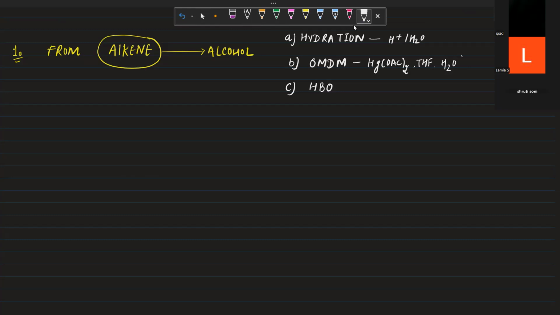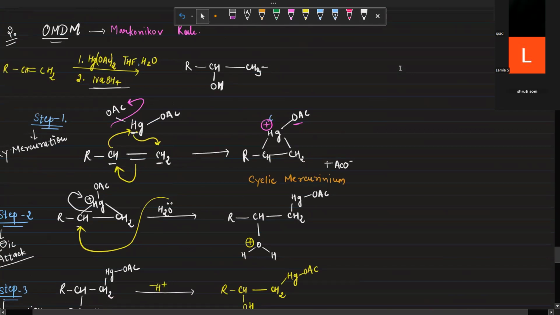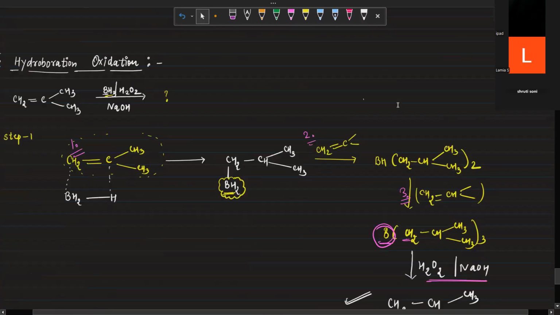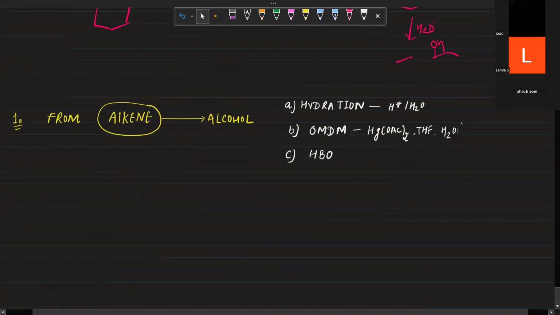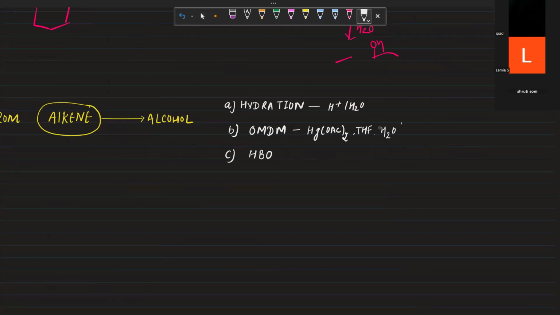Which one are you asking about? B or C? B. Okay. Oxymercuration, demercuration. See here: Hg(OAc)2 twice, THF, H2O, and in the last, NaBH4. Sodium borohydride. Yeah, sodium borohydride.